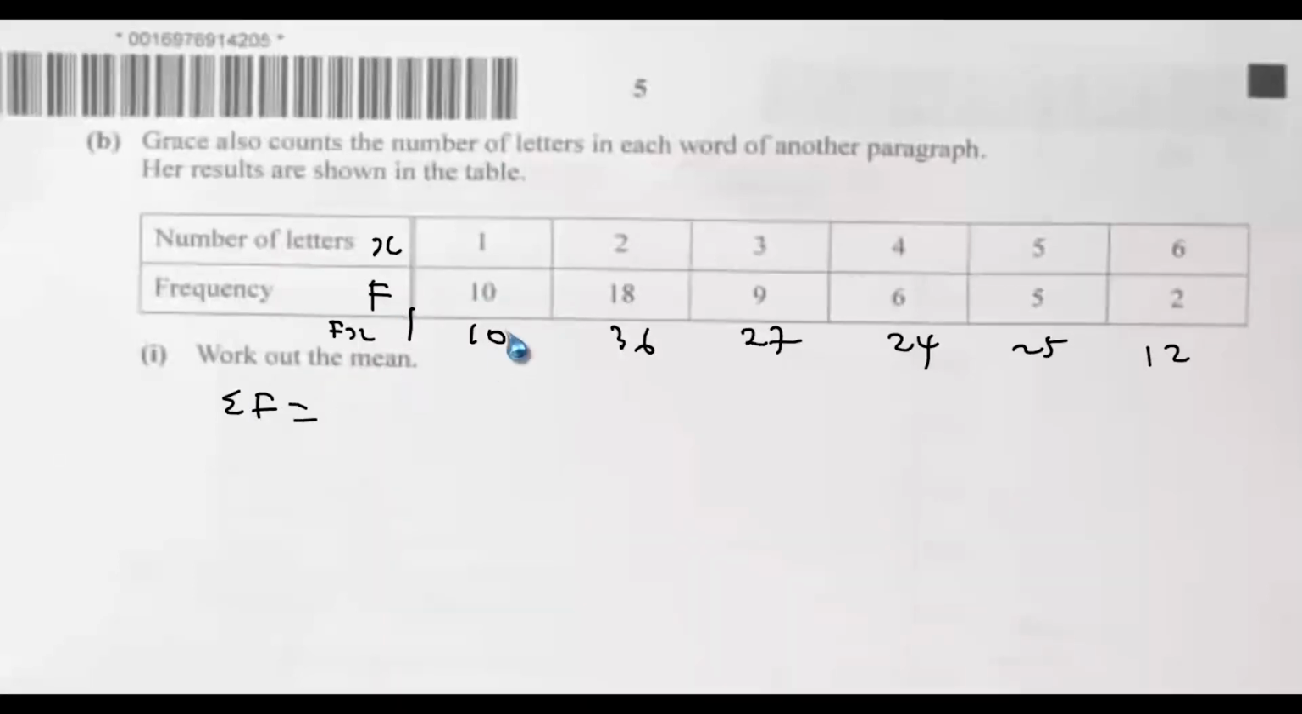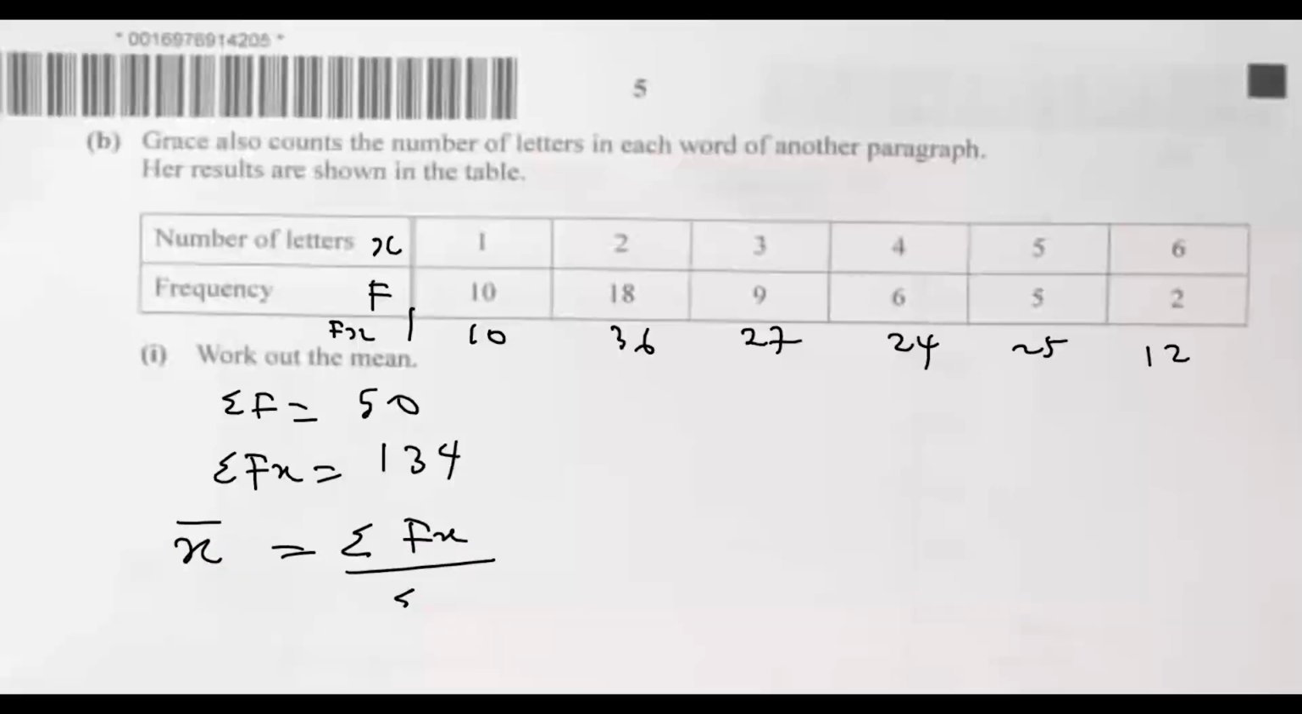It will be equals to 10 add 18 add 9 add 6 add 5 add 2. So that will give you 50. Then we need to add the Fx again. So that will be 10 add 36 add 27 add 24 add 25 and add 12. So that will give you 134. So the formula for mean will be equals to summation Fx over summation F.